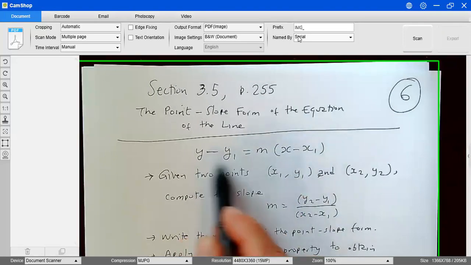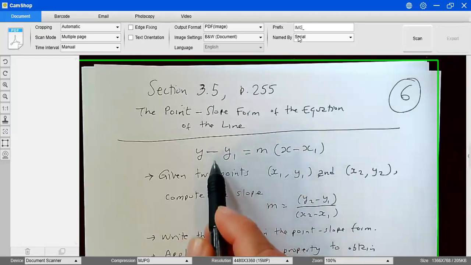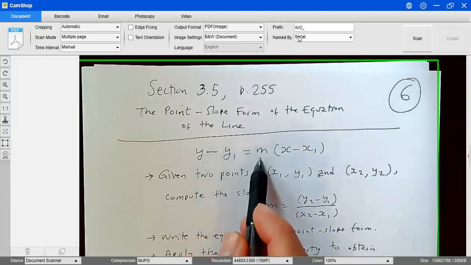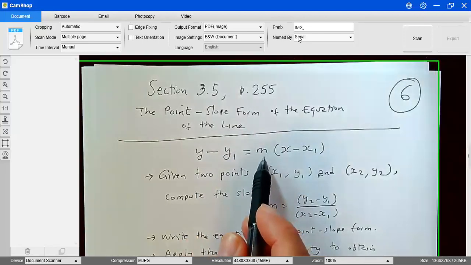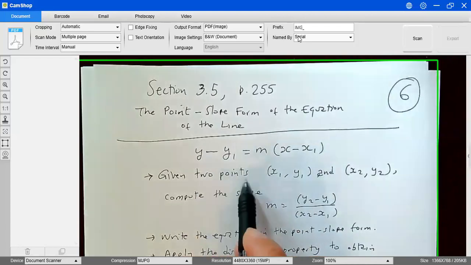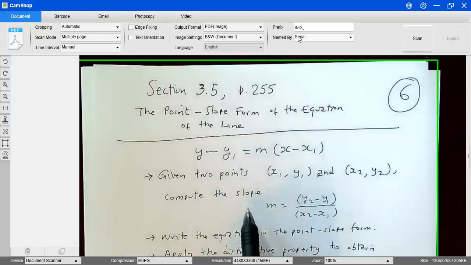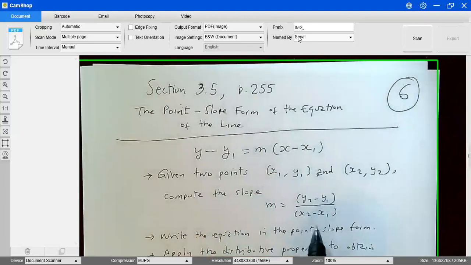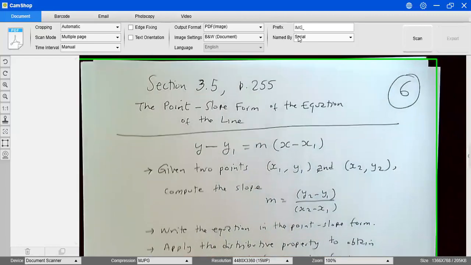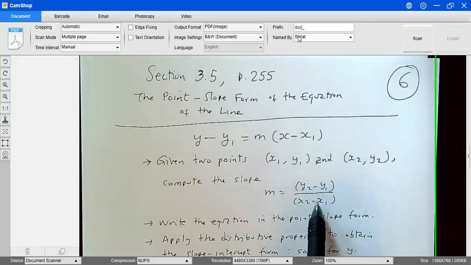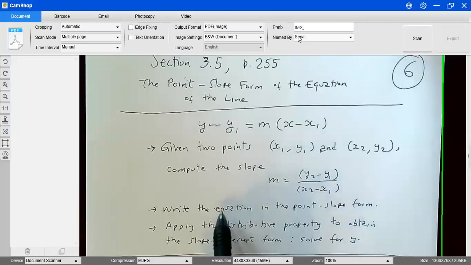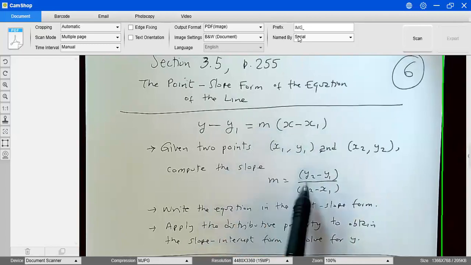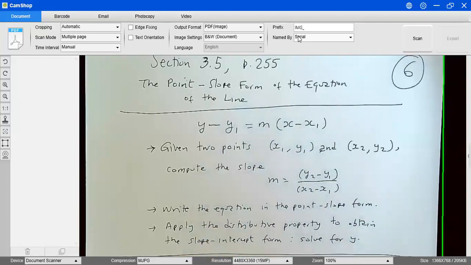So you can express the equation of a line in this form if you know the slope and a point. Most of the time you're going to know 2 points. So if you know 2 points, you need to compute the slope first. To compute the slope, you know the formula is just the difference of the y's divided by the difference of the x's. Then we're going to be able to write the equation in point-slope form, because you now have m, and you use one of the points to complete the equation.